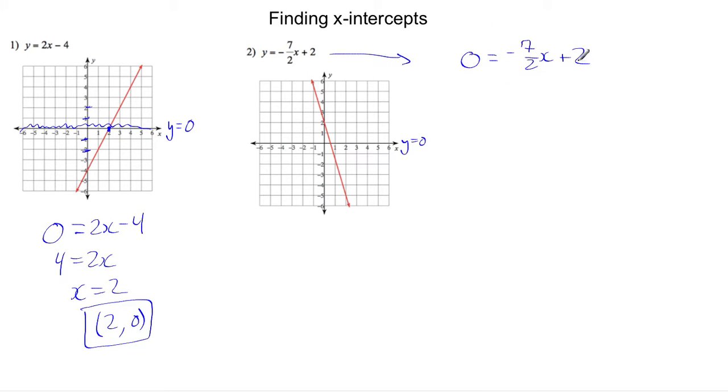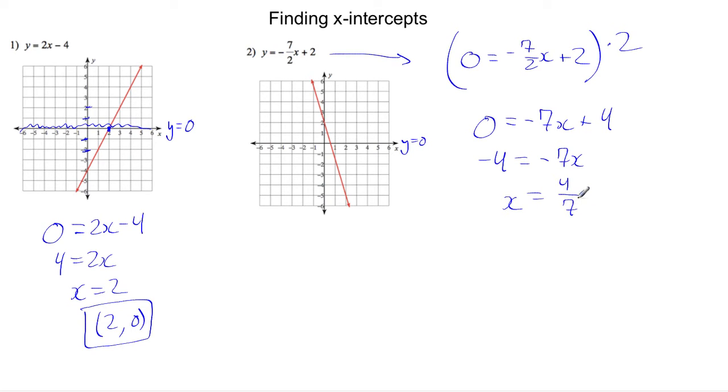Now, one nice trick here is I don't like working with fractions. So I see that I have a denominator of 2, so I'm going to basically multiply the entire equation by 2. So 0 times 2 is still 0. Negative 7 halves times 2, well, the 2's cancel out, so I'm left with negative 7x, and then 2 times 2 is 4. If I subtract 4 from both sides, I get negative 4 is equal to negative 7x. If I divide both sides by negative 7, I get that x is equal to 4/7.